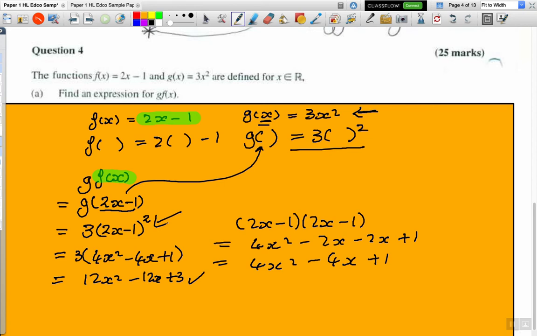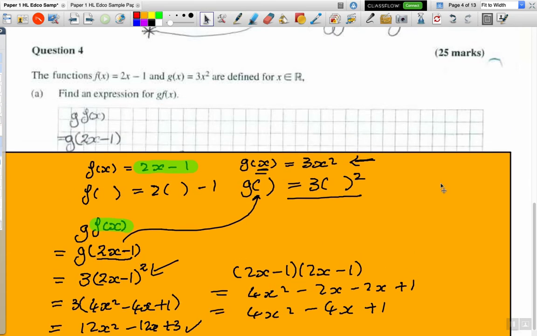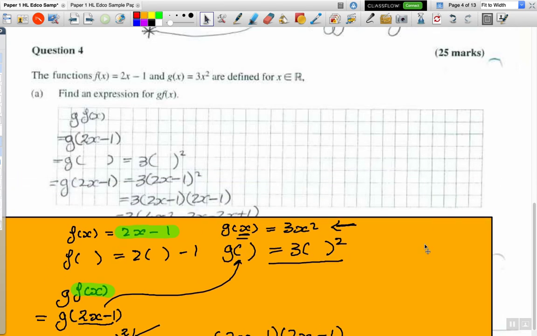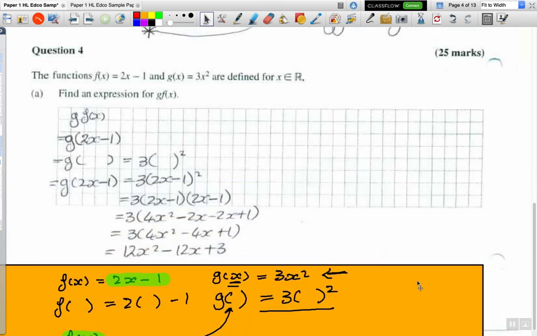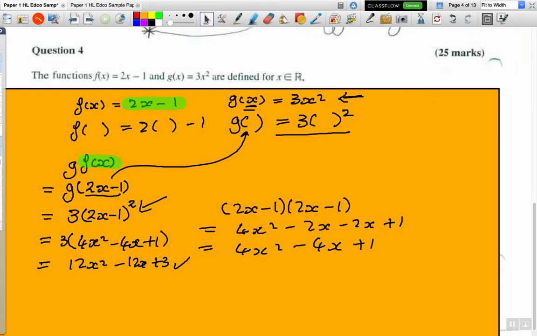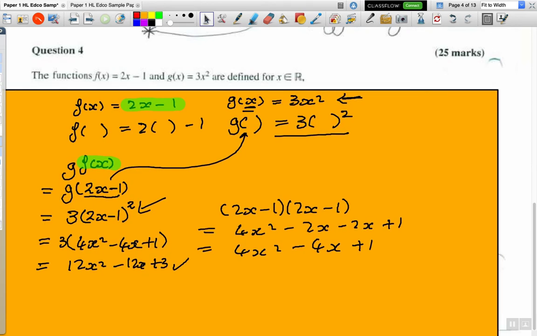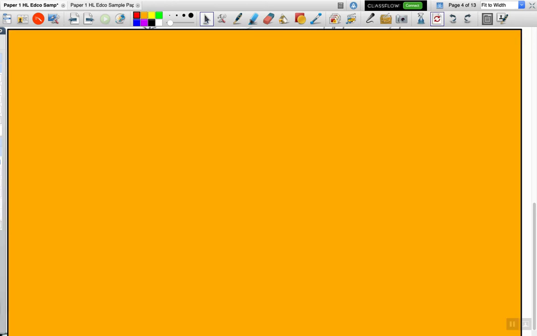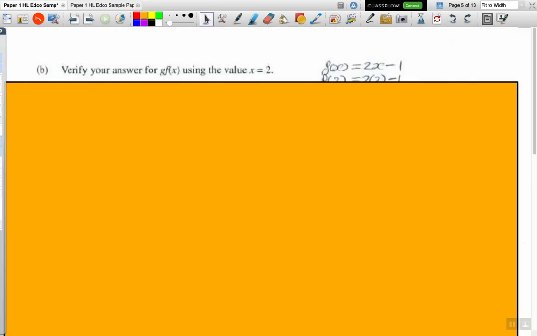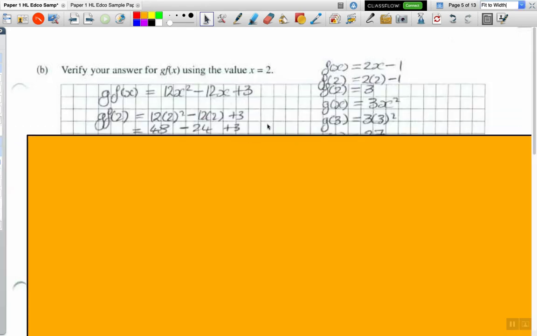Okay, well that's the end of that part. Let's have a look how that went here. Well, the same thing, but without any working out really. That's a more fuller explanation, and I hope that actually helps you. Okay then, so end of that one. Alright then, so moving on, it says verify your answer for g f of x using the value 2.